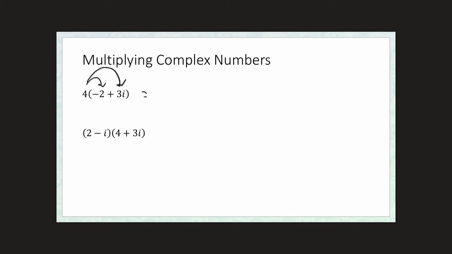So in this case, though, we don't have to worry about that. It will be 4 times negative 2 plus 4 times 3i. And that is negative 8 plus 12i. Very simple. Just 4 times negative 2 plus 3i.